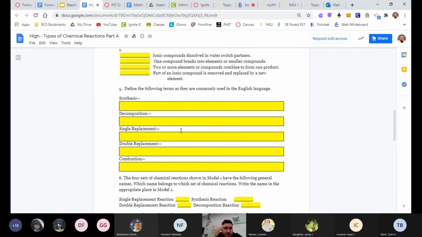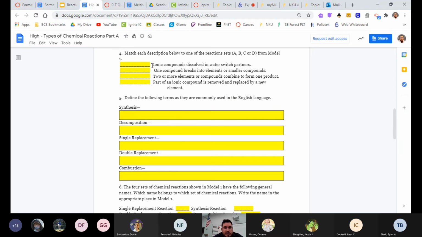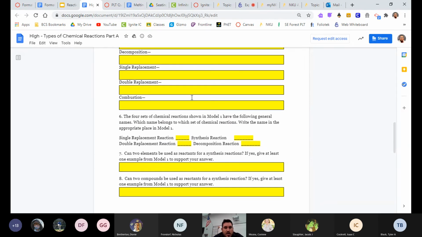All right, number 5, I'm gonna let you guys do this one on your own. This is your own definition, just using them in your own words. What does a synthesis reaction mean to you? Use these sentences up here, but think about what that means to your own brain. What does synthesis mean? What does decomposition mean?